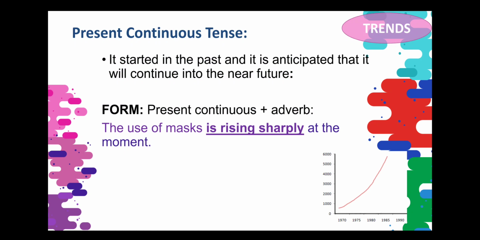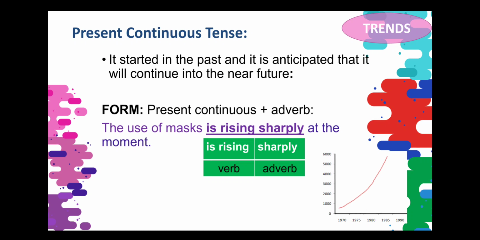Now let's see how present continuous tense can be used to talk about trends. It started in the past and it is anticipated that it will continue into the near future. This is the meaning that it communicates. The form is present continuous plus the adverb. The use of masks is rising sharply at the moment.